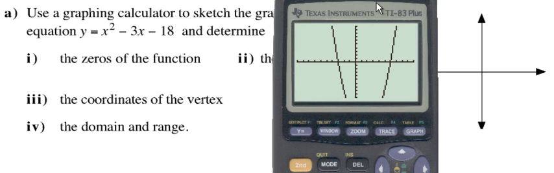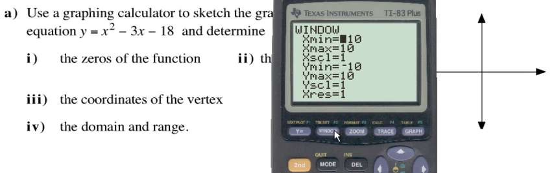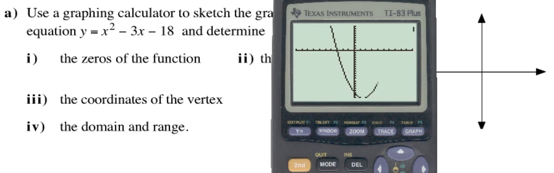The y-intercept, this is trouble. The y-intercept is not showing on this graph. My window is a little small here. So if you hit window, we want to see lower on the graph, which means we want our y minimum to go down further. If I make that -20 instead of -10, let's see if that helps.